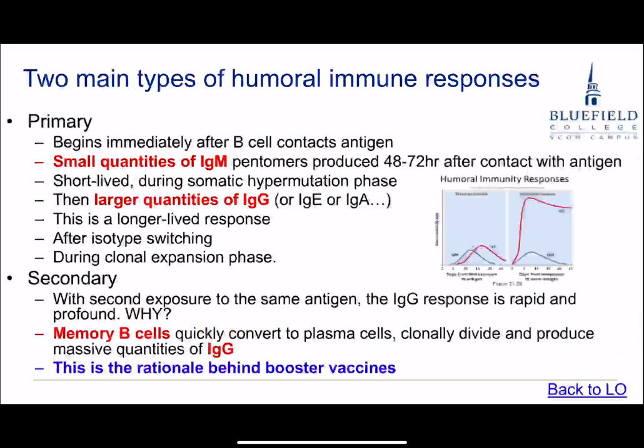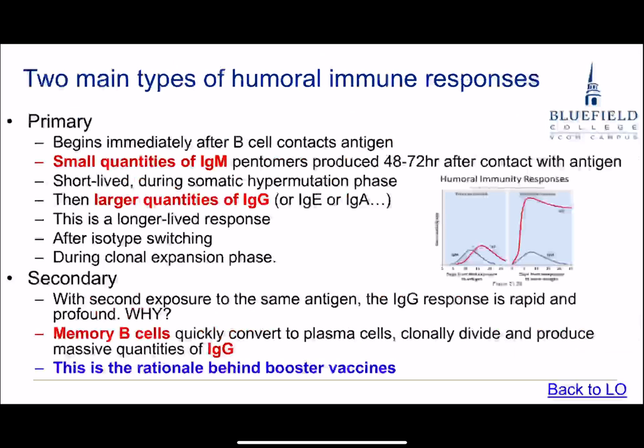So look what happens the second time. You might still get a little IgM bump, but the IgG just goes through the roof because it already knows what to do. So the memory of the adaptive immune response is just huge, and it's brilliant.